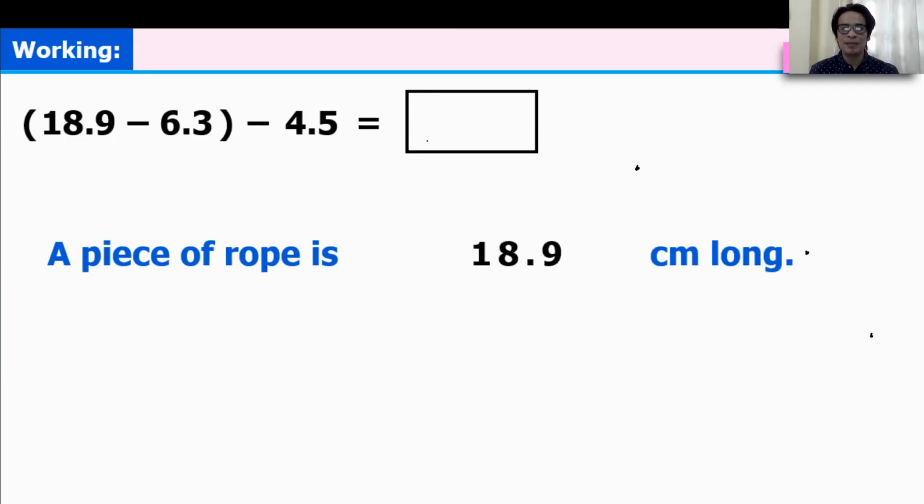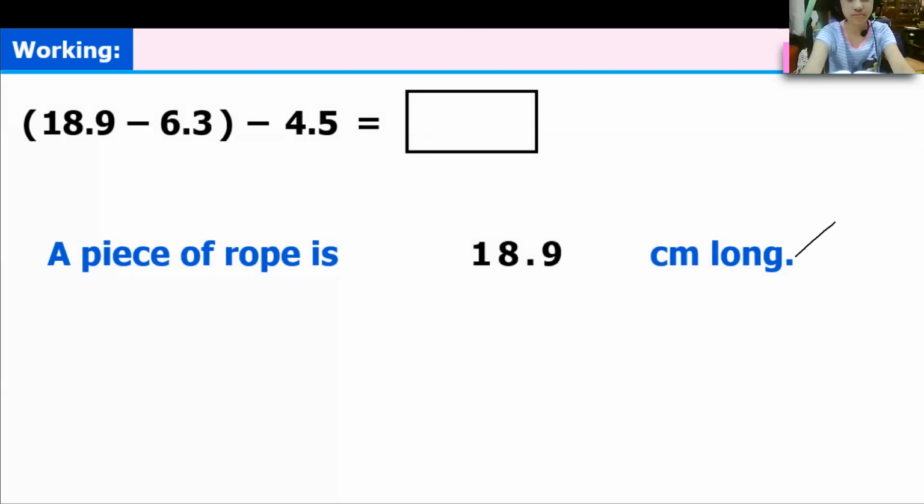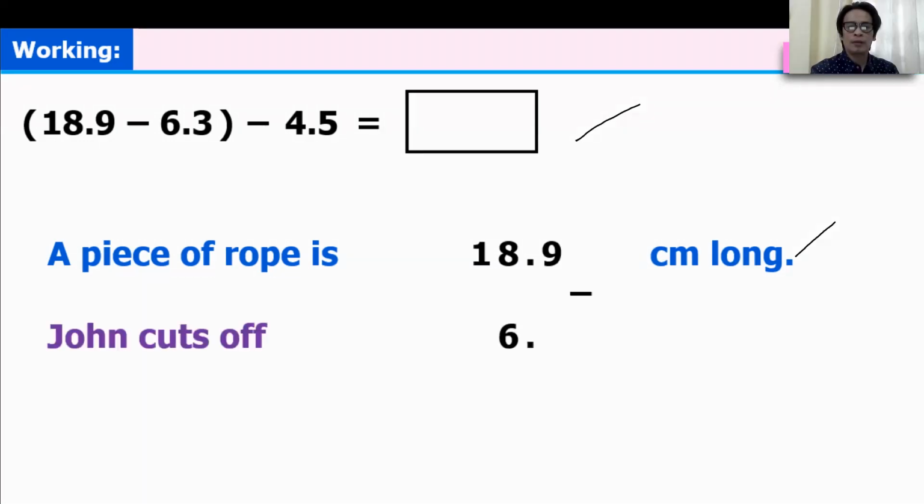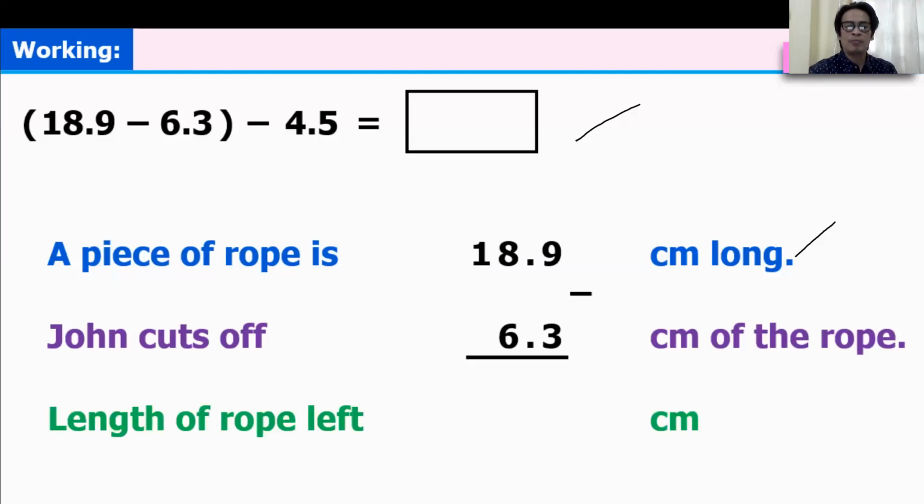Okay, this time, look, there is already a period, right? Can you see this one? Okay, very good. So a piece of rope is 18.9 centimeters long. Jen cuts off 6.3 centimeters of the rope. Length of rope left is 12.6 centimeters.